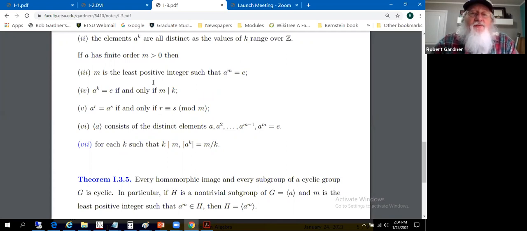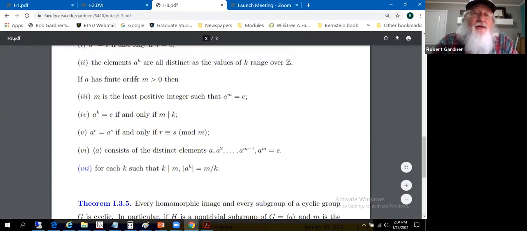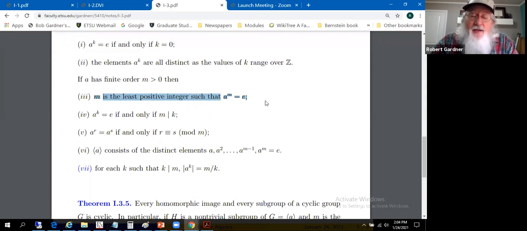I bet you if we take powers of A between 0 and M minus 1, we get distinct elements. We must. I mean, that's an implication of this, and that's consistent with this little comment we had above in part 2 in the infinite order case. This is actually fairly useful. In finding the order of an element, it might be useful to keep this in mind. It's the smallest positive exponent I put on the element in multiplicative notation that gives us out the identity.